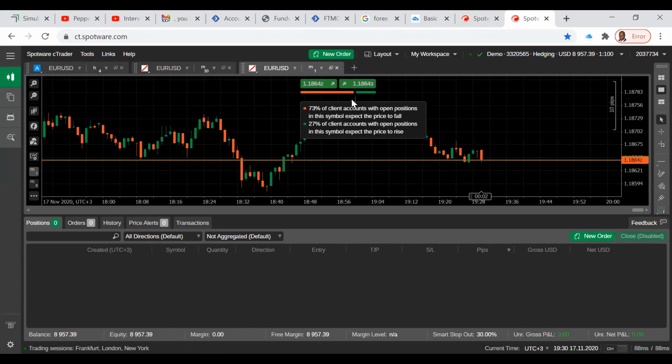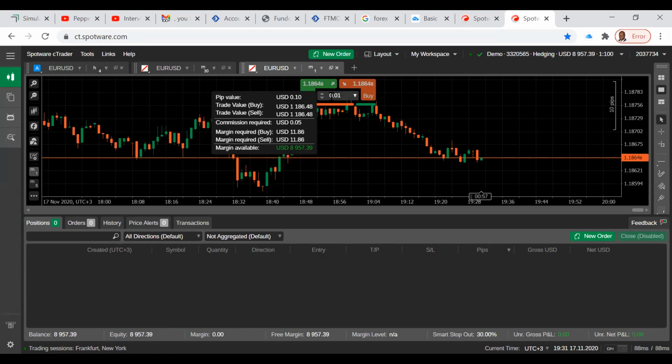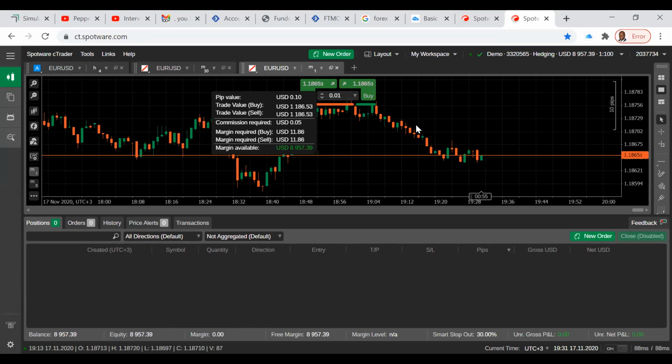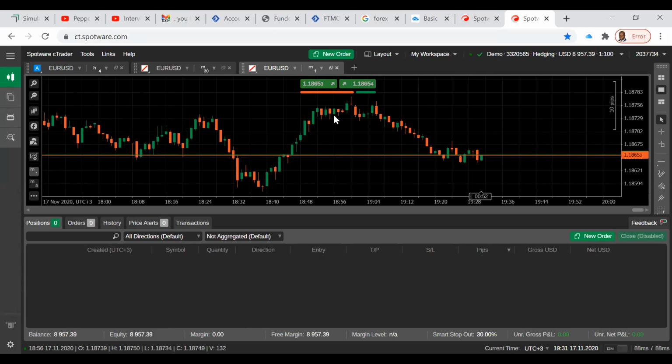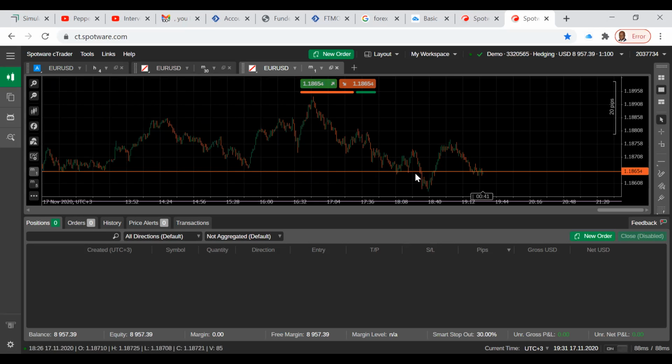Once you've done that, then you come here, and I mentioned the first thing you do, you make sure that this is lot size 0.01. So once we're here, then we ask ourselves, is the market going up or down? The best way of knowing that is by zooming out. So you zoom out like that, and you can see clearly the market seems to be going down. It has gone up, it's consolidating. Chances are it will continue going down. So we enter our trades.